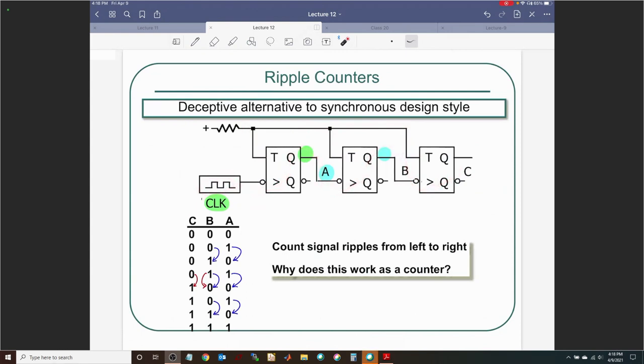What would you change in this if you wanted to design a ripple 3-bit down counter? What if I wanted it to go from 7 to 0? The answer is quite simple, but I want you guys to play with it a little bit. To see what you would change to convert this up counter, which is counting up, 0 to 7, to get a 3-bit ripple down counter?